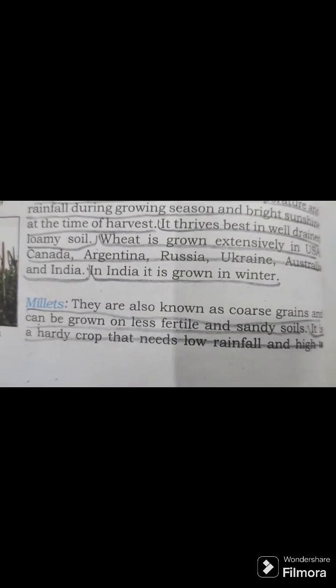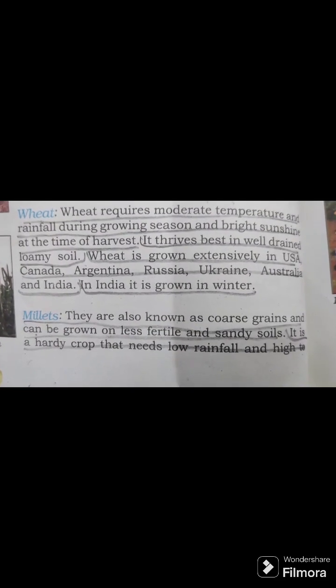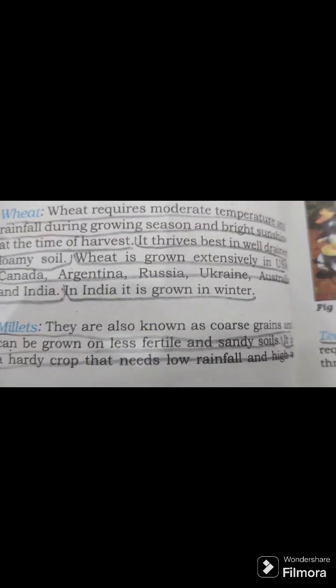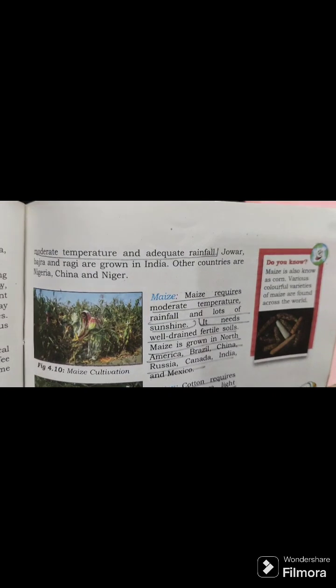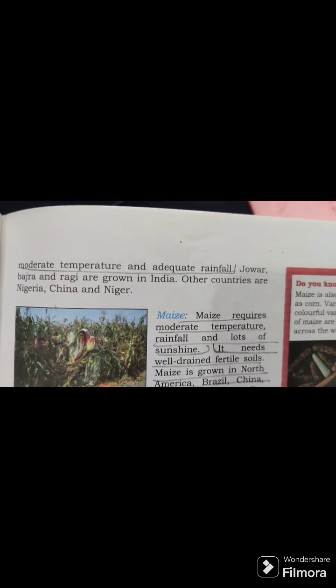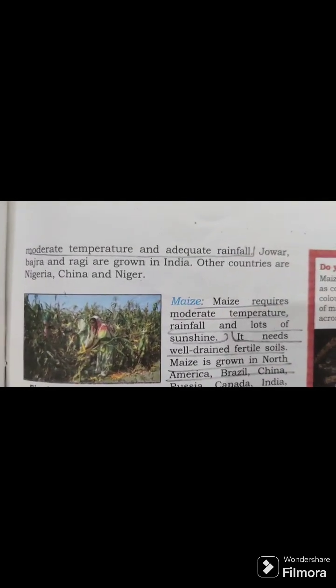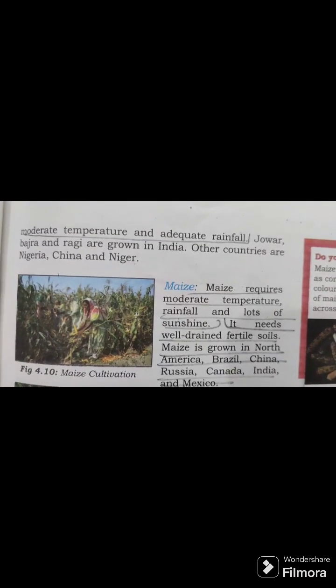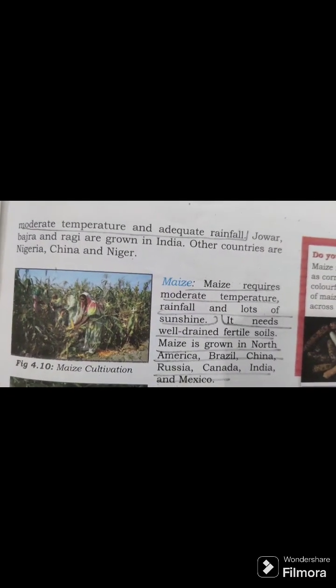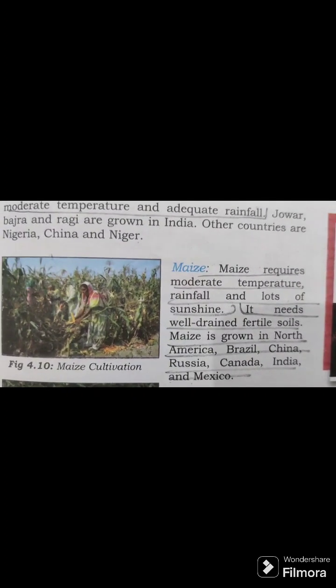Millets. They are also known as coarse grains and can be grown on less fertile and sandy soil. It is a hardy crop that needs low rainfall and high to moderate temperature and adequate rainfall. Jowar, bajra, and ragi are grown in India. Other countries are Nigeria, China, and Niger. Figure 4.10 is showing maize cultivation.